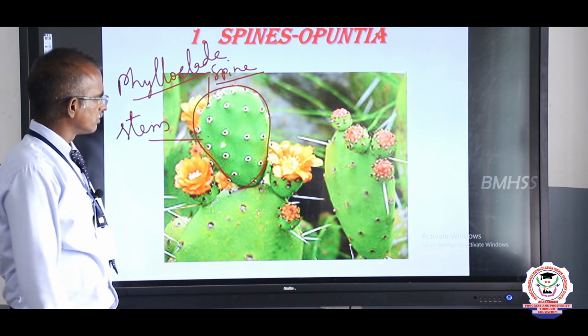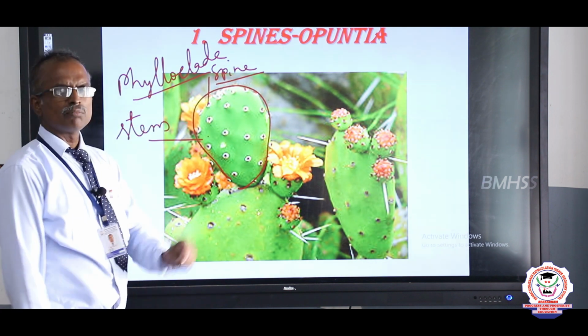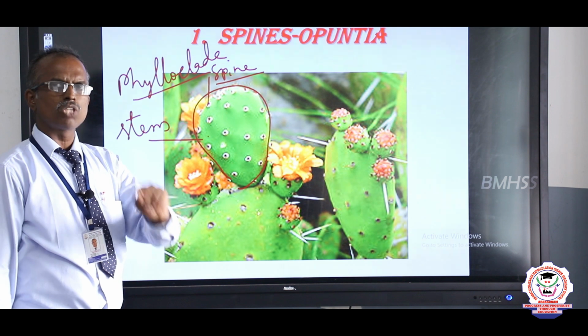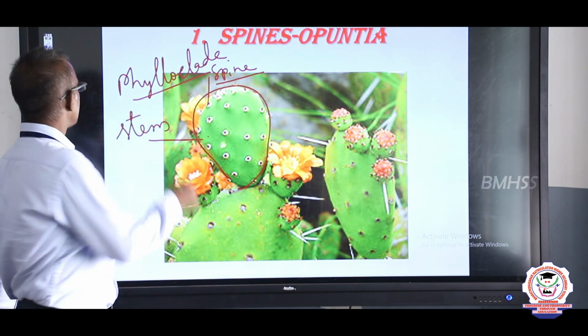These spines are nothing but leaves modified into spines to prevent transpiration.